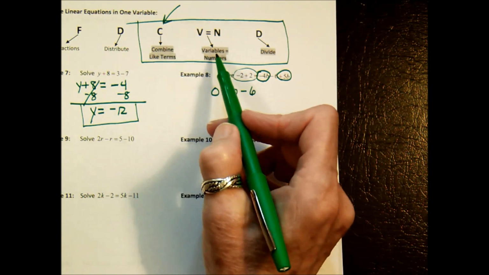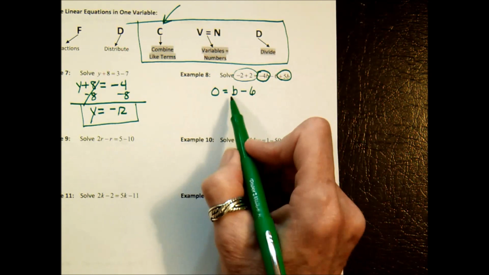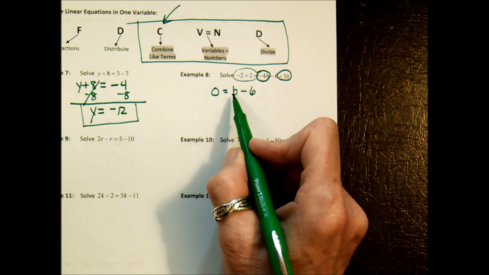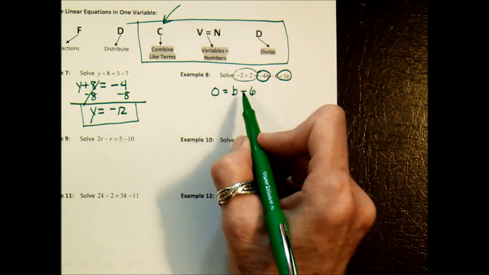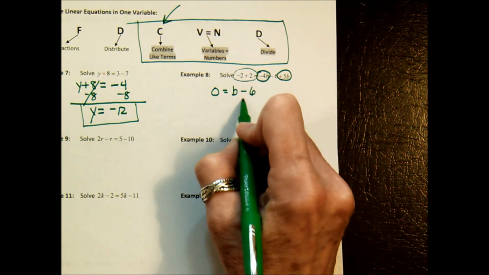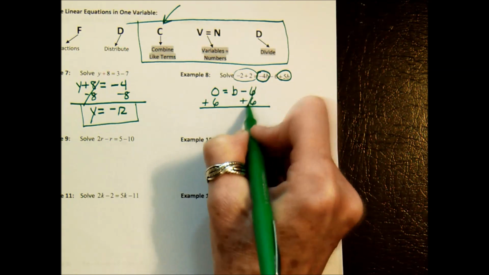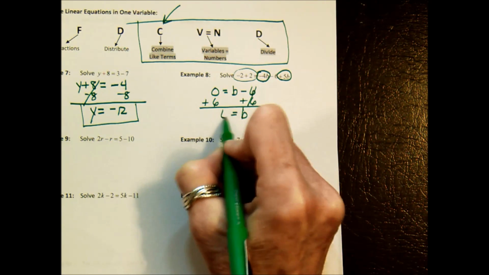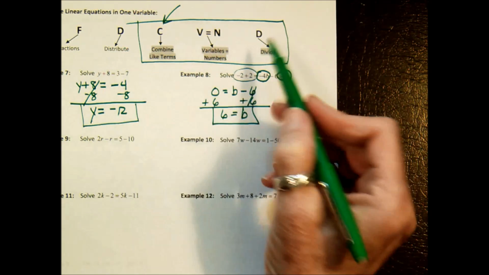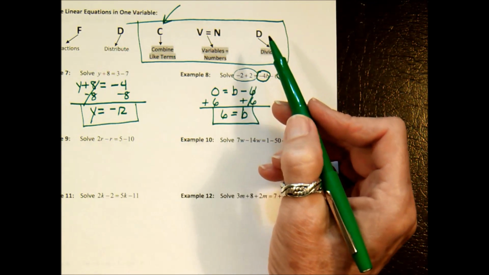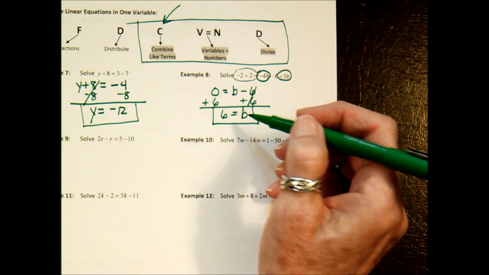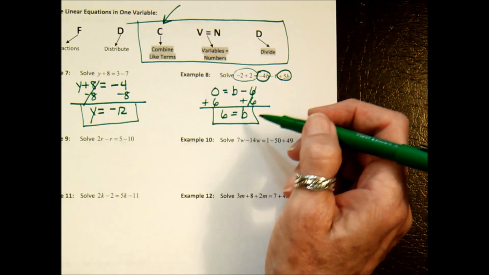I'm now ready for the next step, which is to get the variable by itself on one side and all the numbers on the other. So to get rid of this -6, we do +6 on both sides. And I end up with b equals 6. And once again, I don't have to do this last step of divide because I already have a 1 in front of the b. You're going to see one in a minute where you have to divide, so you'll understand how that works.